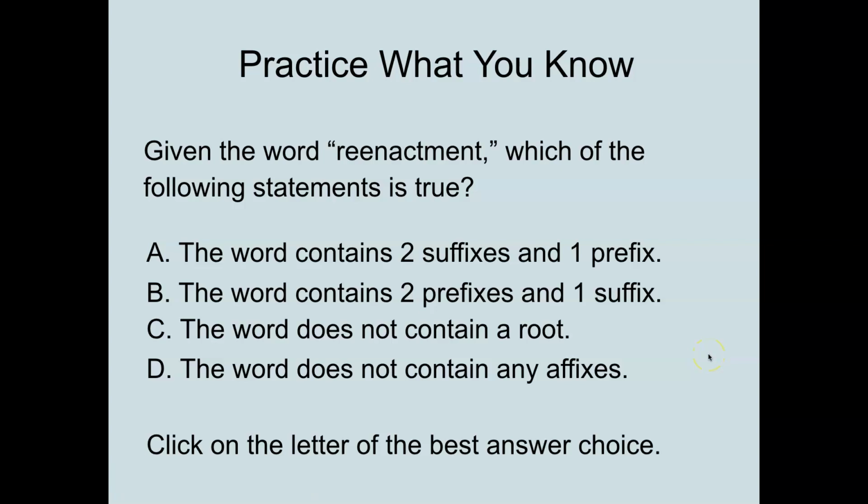Given the word reenactment, which of the following statements is true? Is it A, the word contains two suffixes and one prefix? Is it B, the word contains two prefixes and one suffix? Is it C, the word does not contain a root? Or is it D, the word does not contain any affixes? Click on the letter of the best answer choice.